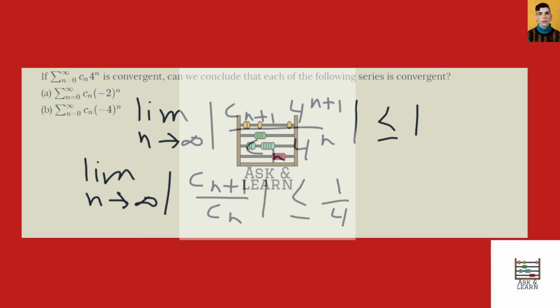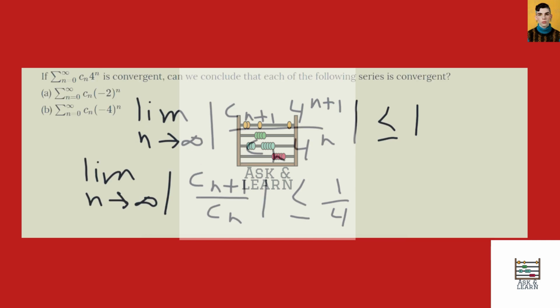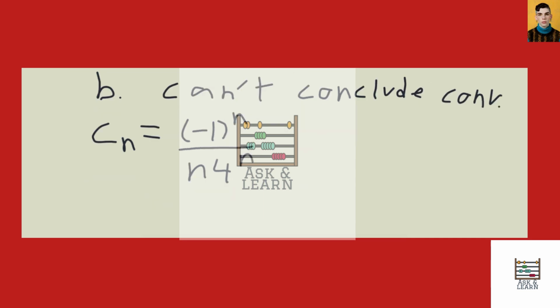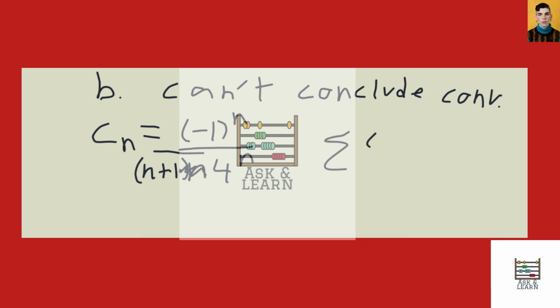So if Cn is minus 1 to the n over n times 4 to the n. So if this is what Cn is equal to, if we plug that in here, then we would get the sum from n equals 0 to infinity. So maybe we should put an n plus 1 here instead of an n. So if this is what we have, then the sum from n equals 0 to infinity of Cn times 4 to the n, that's going to be minus 1 to the n over n plus 1.